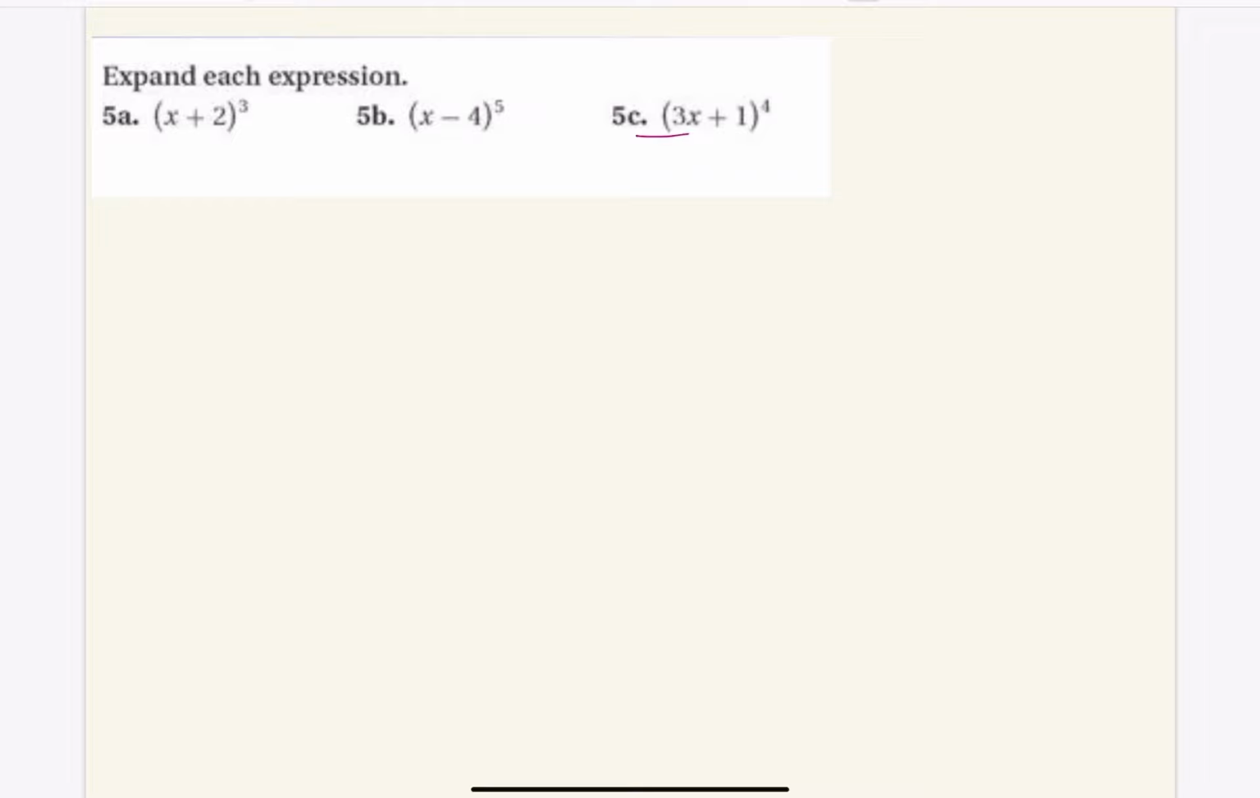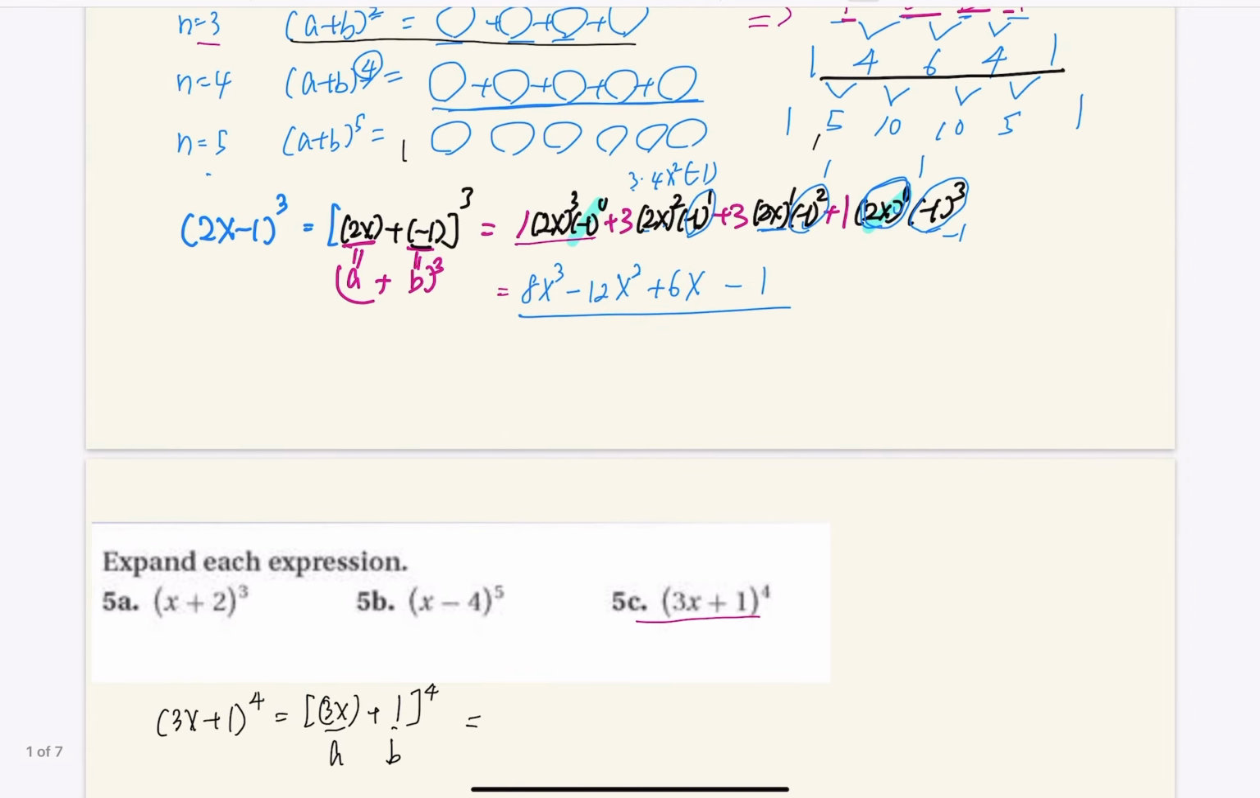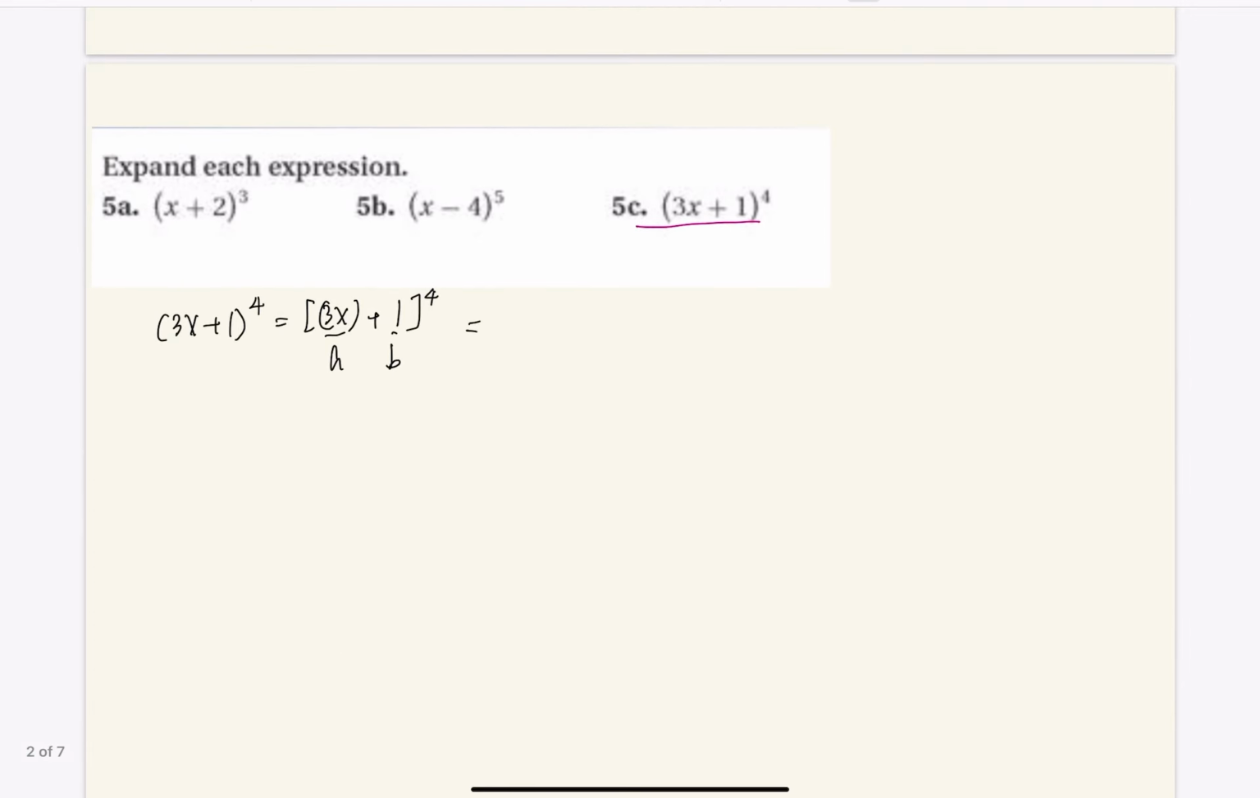I'm going to try 5c, (3x + 1) to the 4th power. You better take 3x as parenthesis 3x, which is a, plus 1 is just b, to the 4th power. n is 4, so you're going to use these 5 numbers: 1, 4, 6, 4, 1.